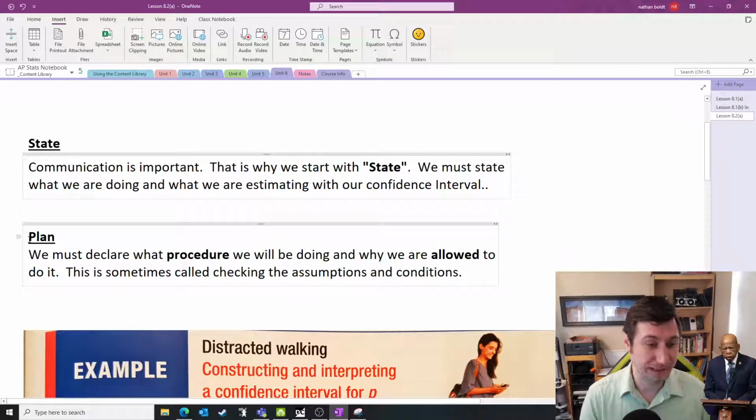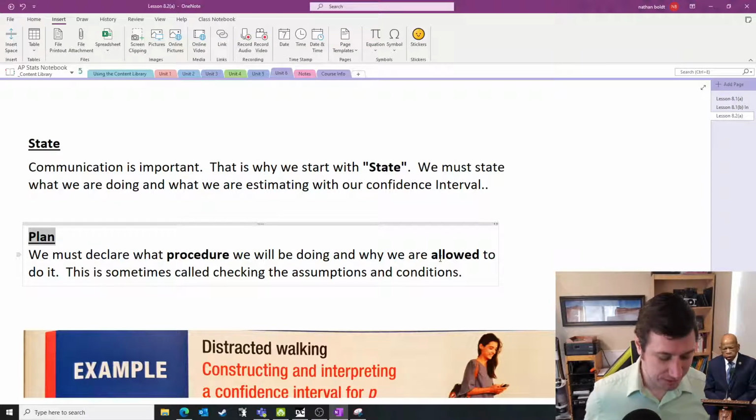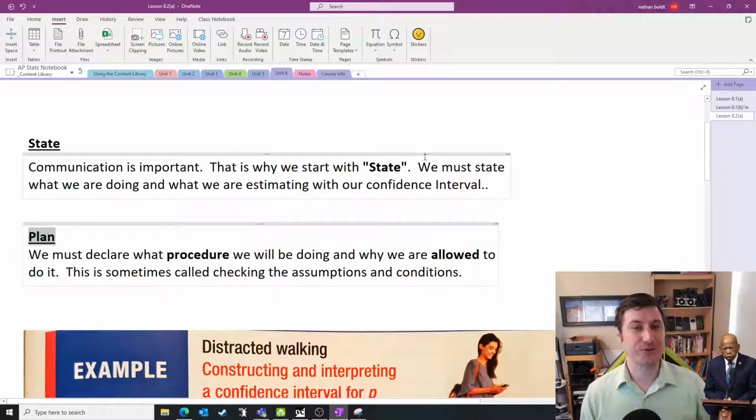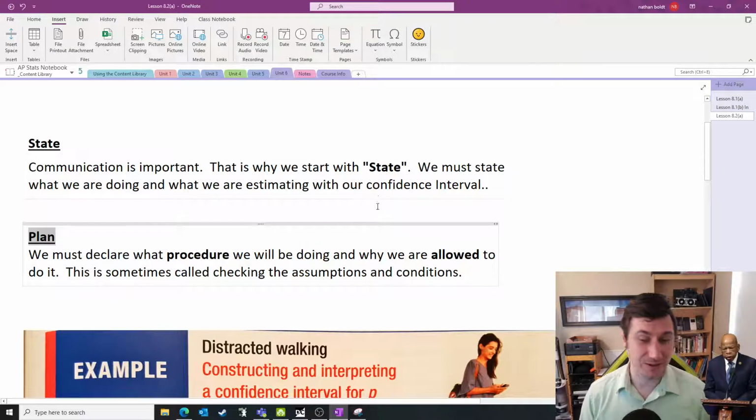Then the next part, plan. We must declare what procedure we're going to be doing and, more importantly, why we're allowed to do that procedure. There's conditions that have to be met in order for you to do this procedure. Yes, these are those conditions that we've started doing a little bit with the normal condition and the 10% condition. Those are included in this. Those are the reasons why the math works. Every time we do this procedure, we have to state why we know the math works. It's just good procedure, good practice to be clear in our math.